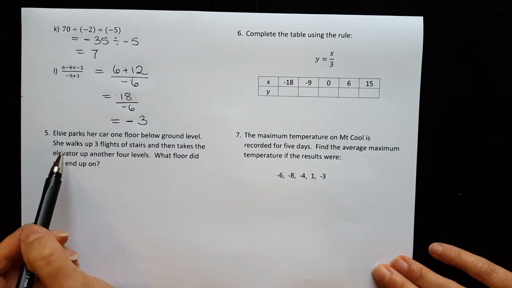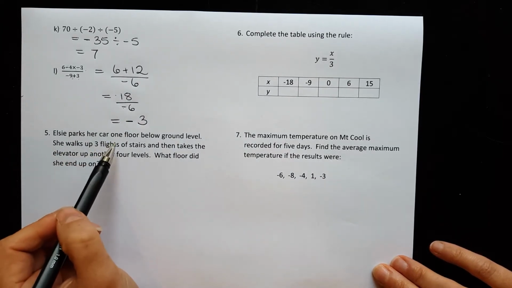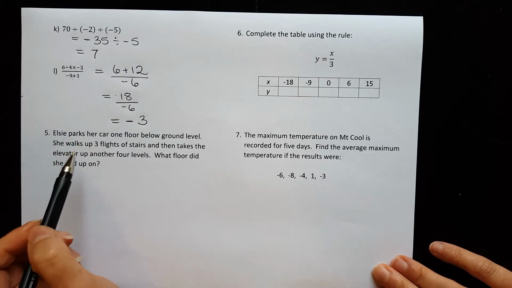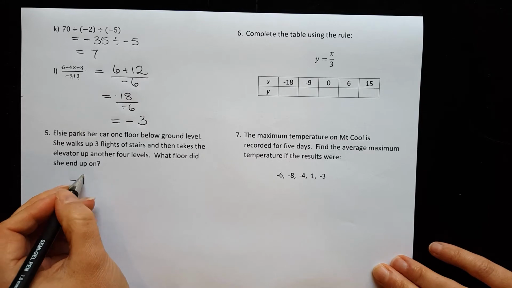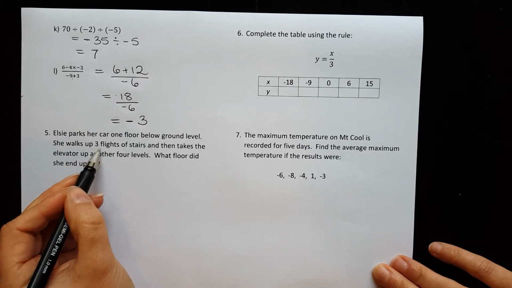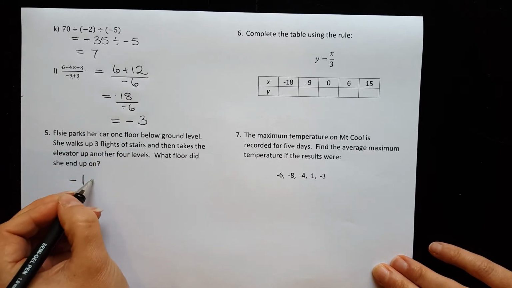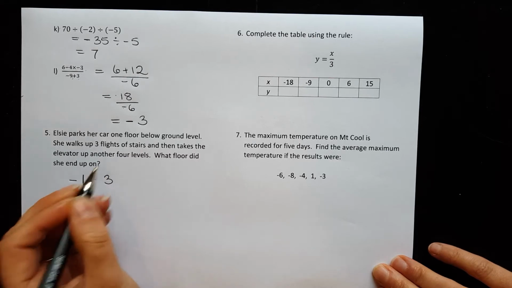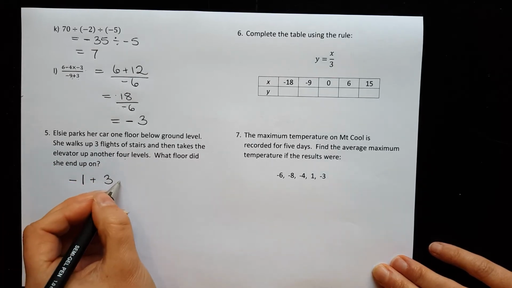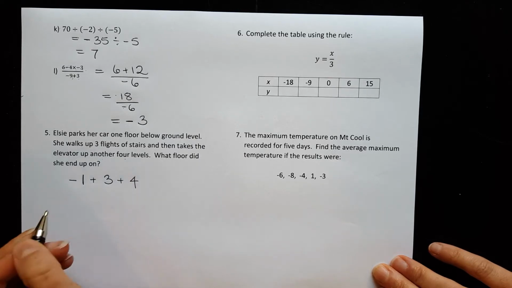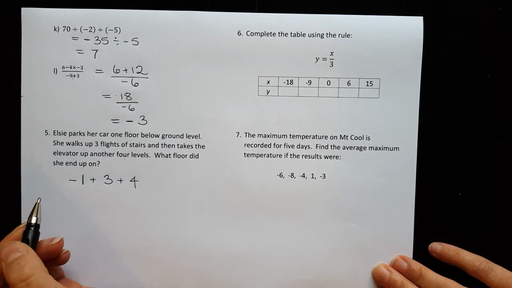Question 5. Sorry, let me start again. Elsie parks her car 1 floor below ground level, so she's at minus 1. She walks up 3 flights of stairs, so that means we have to add 3. And then she takes the elevator up another 4 levels. What floor did she end up on?